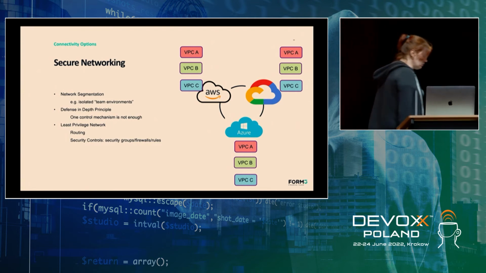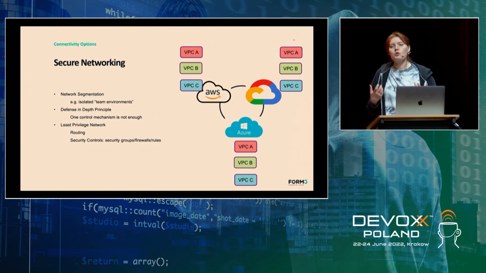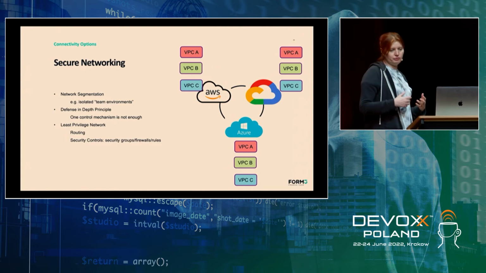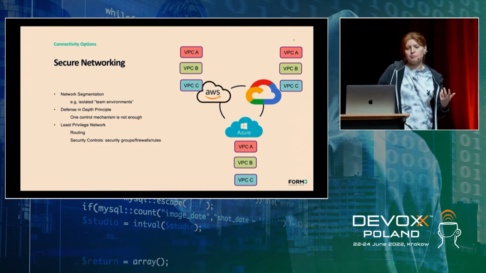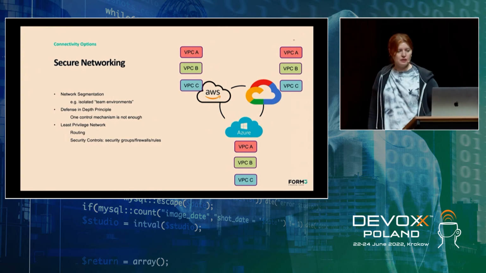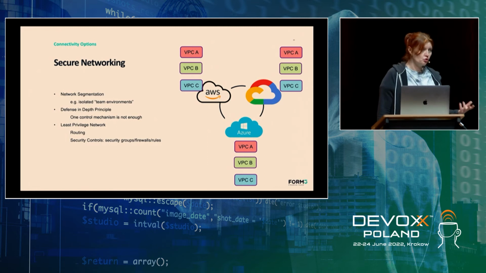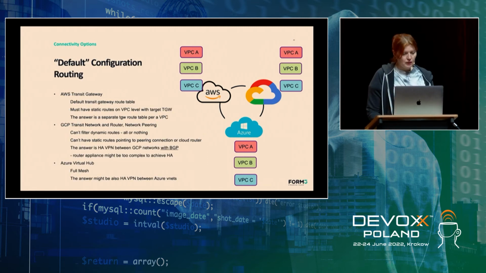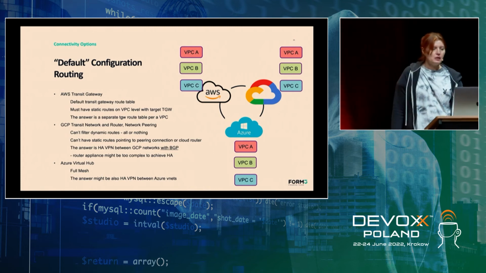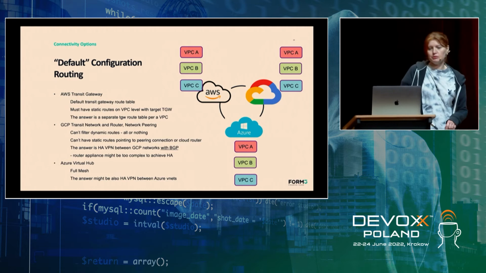But from the InfoSec point of view, it's not that simple, because there is the defense in depth principle. So one control mechanism is not enough. We need to have at least two of them. So to implement the least privileged network principle, we need to configure proper routing plus security controls in the form of security groups, firewalls, or rules. So what about the default configuration I described before? The default configuration with default parameters for AWS Transit Gateway.